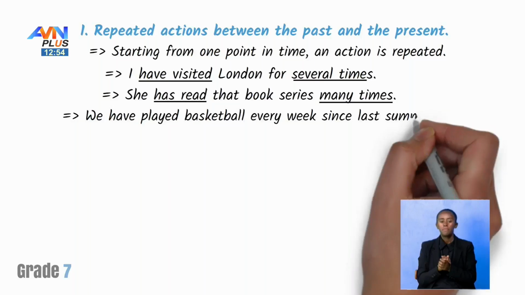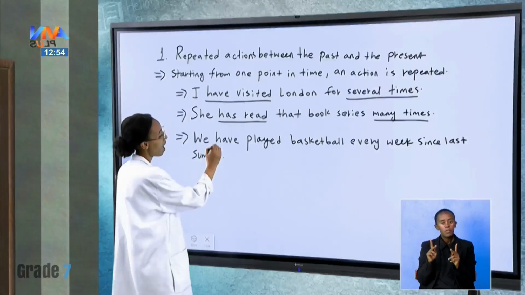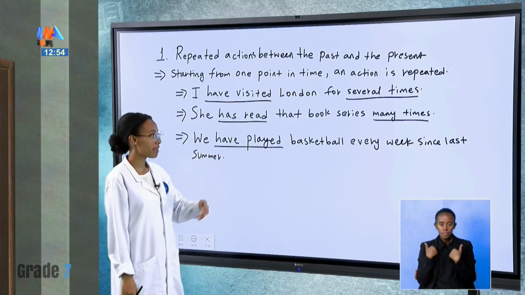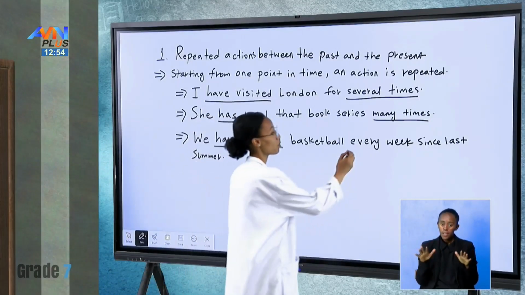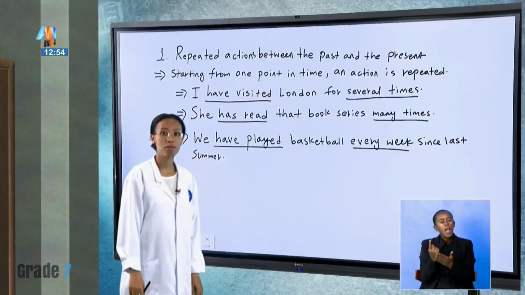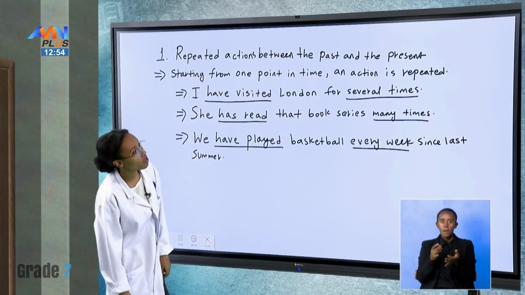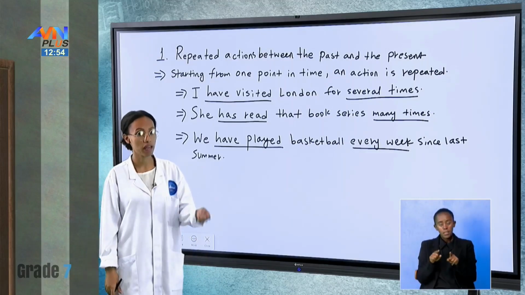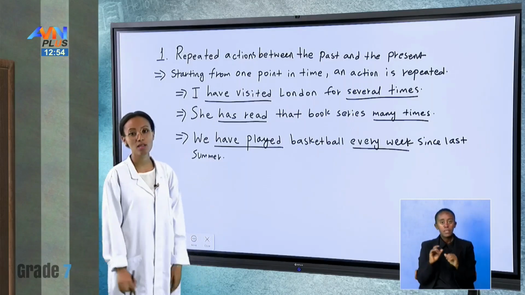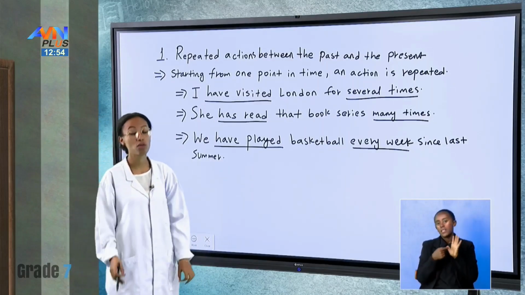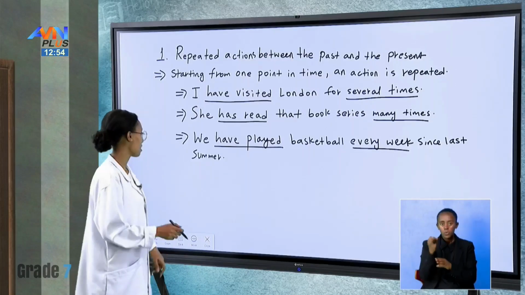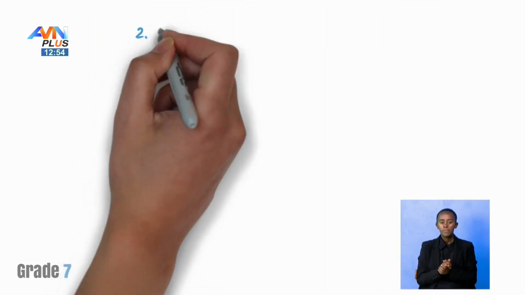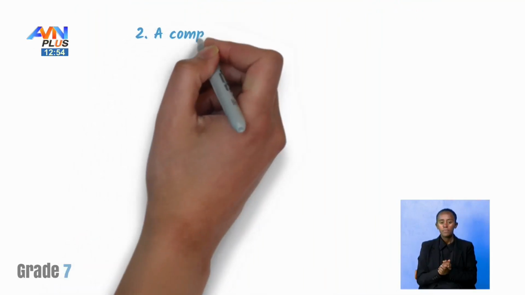Okay, so the same here. We have played basketball. What is the importance here? Every week. Every week. That is the importance here. It's showing us repetition. An action that has happened, but is still happening, still ongoing. So that is the first way of using the present perfect tense. What about the second? The second one is a completed action in the recent past.